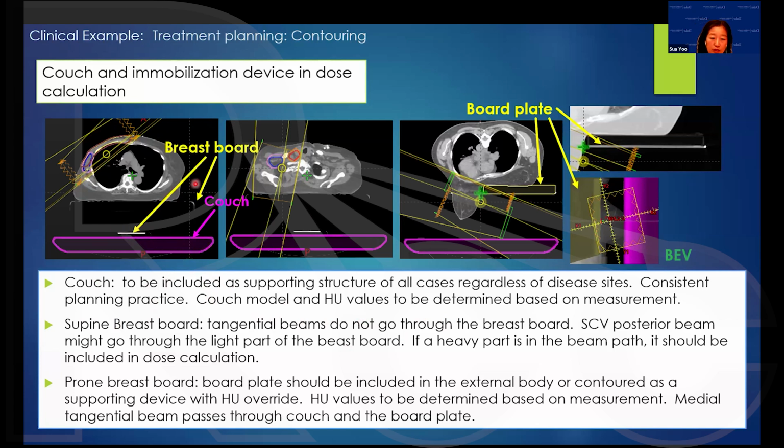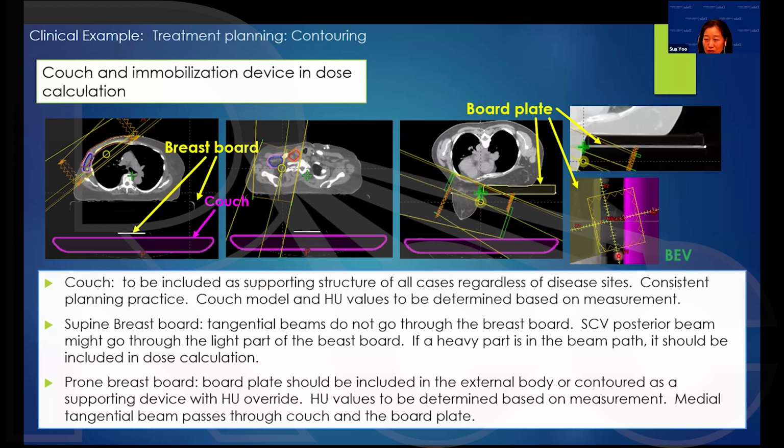Breastboard, you see the breastboard here, and there's the middle part. The middle part is pretty thick and heavy. It would attenuate a lot, but this one, we hardly go through. Beams don't go through unless you treat the spine, and we don't treat spine. Even posterior supraclavicular fields don't go through this, so we don't need to include this part. On the breastboard, this part, except the middle, has a bunch of holes. So it turns out that it doesn't attenuate much, so we don't worry about it. We don't include it.